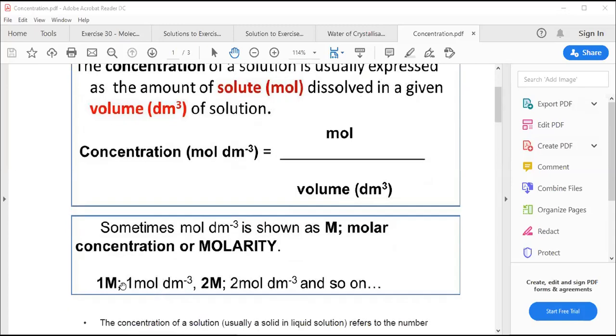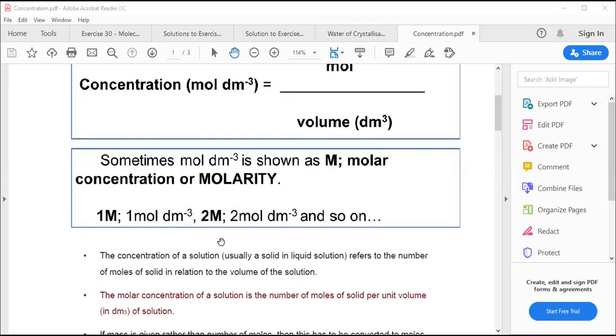Right. So you find some chemicals, they write 1M. Whenever you see 1M, it does not mean 1 meter here. Whenever you see on a container that it's written 1M, it means 1 mole per cubic decimeter. Is that understood? Whenever you see 2M, it means 2 moles per cubic decimeter. 3M, 3 moles per cubic decimeter. That's written in molarity. Is that understood?